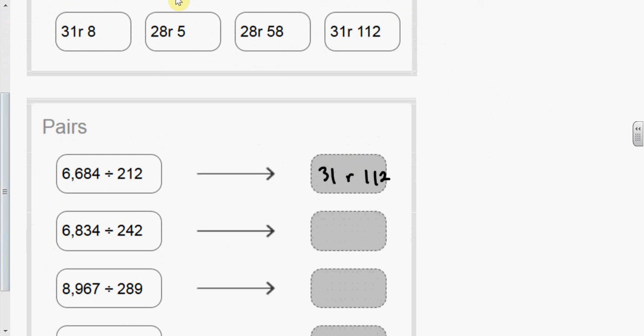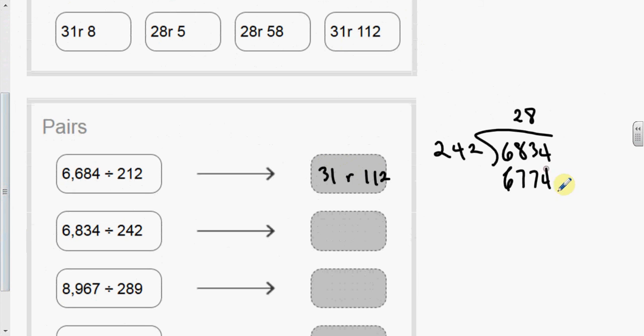So for the next one, do that same thing. We divide 242 into 6,834. Well, 242 goes into 6,834 28 times. 28 times 242 is, on our calculator, 6,774. Draw a line and subtract, we have remainder 58. So that's the 28 remainder 58.